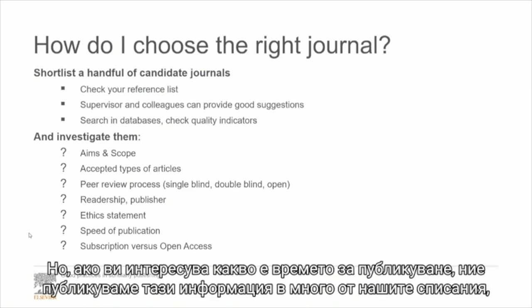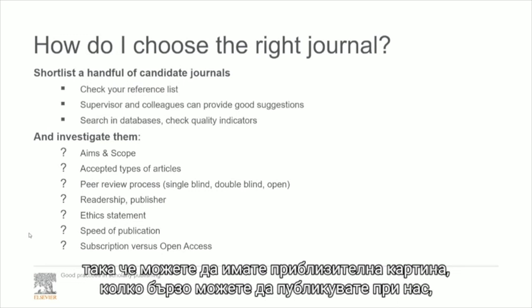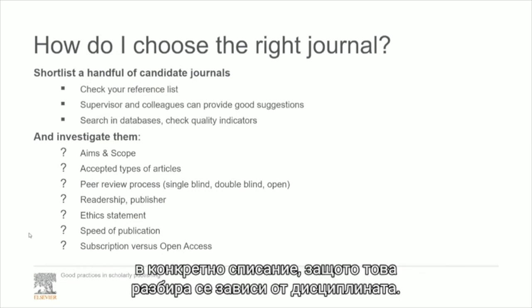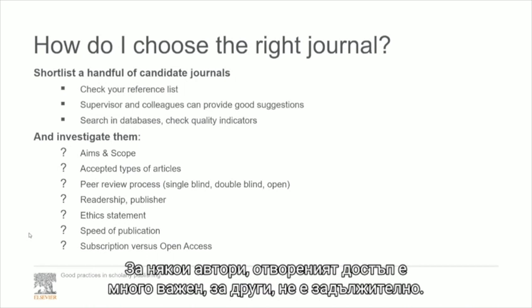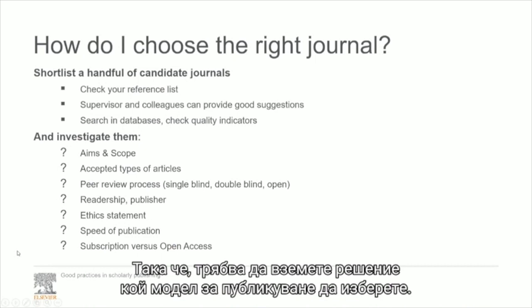But if you are interested in the speed of publication, we publish this information on all of our journals, so you can have an estimate of how fast you can publish with us in a specific journal, because this of course depends on the discipline. And the final thing is I compared whether the journal publishes in subscription or in open access. To some authors, open access will be very important, to others not necessarily. So you have to make the decision which publishing model you choose.